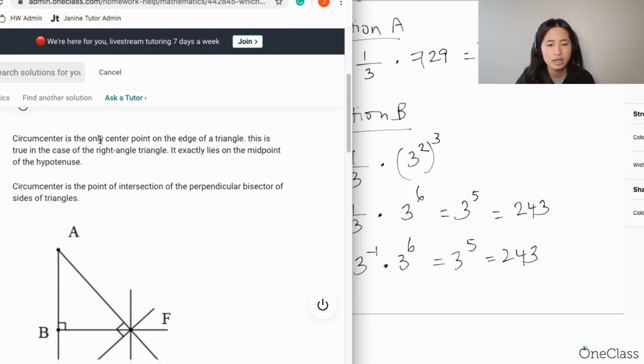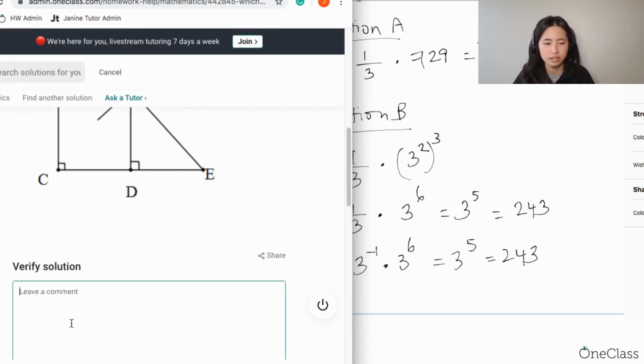Yes, that's correct. This is true in the case of a right angle triangle. It exactly lies on the midpoint of the hypotenuse. Okay, so they hit the mark. They mentioned midpoint, they mentioned hypotenuse, they also mentioned it's the point of intersection of the perpendicular bisector sides of triangles. And they also hit the mark where they specified you create perpendicular bisectors. So, perfect explanation. So yeah, I have nothing to correct.